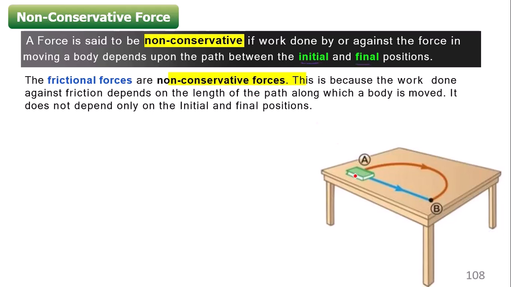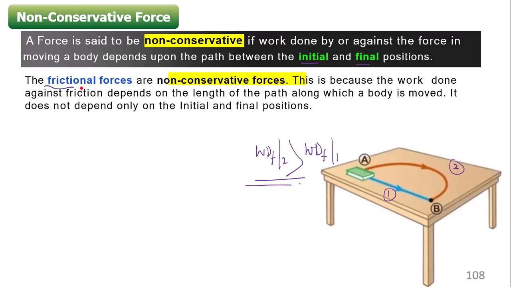Let us say I am moving a book from point A to point B by path number 1 and path number 2. Now I want to compare the work done by friction on path 1 and path 2. Path number 2 is the larger path, so the work done by friction is more. So the work done by friction in path number 2 is greater than in path number 1. That means the work done by friction is dependent on path. They are not the same. So friction is a type of force which is non-conservative in nature.